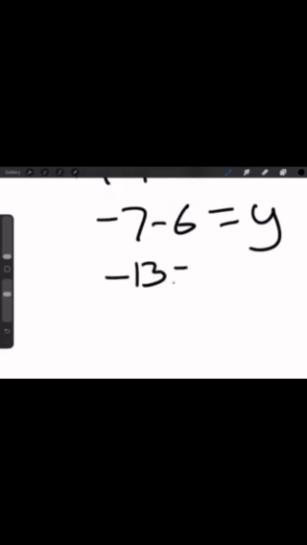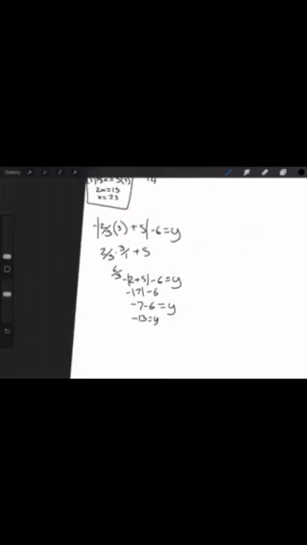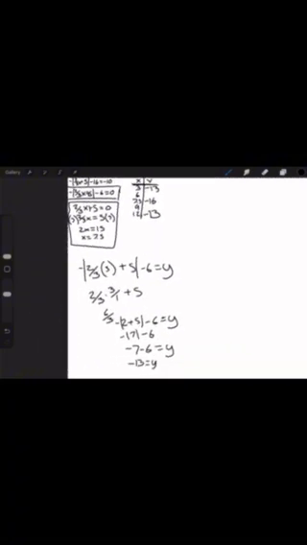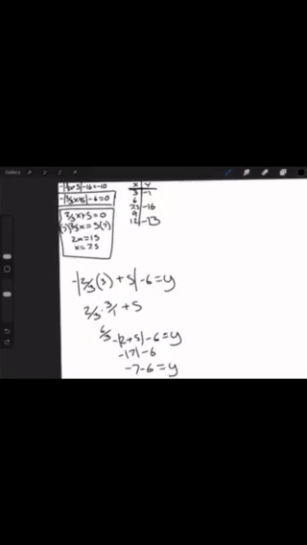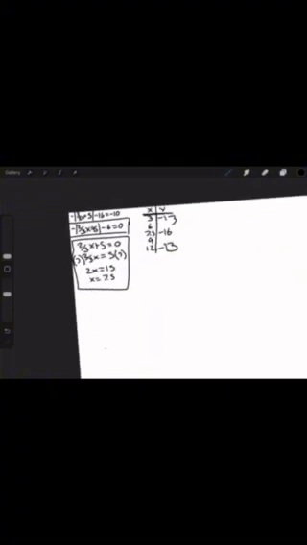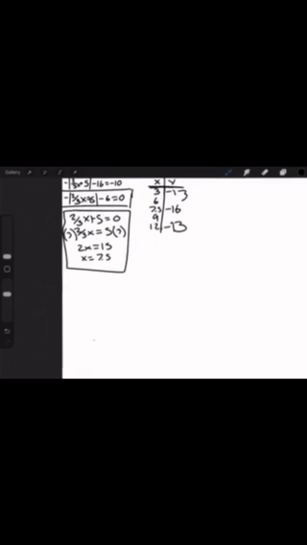Now we have to plug in one more. I should erase that again so we have room. Plug in one more, and it's going to be the 6 or the 9. We can do the 6 since it's smaller. So we're going to do 2/3 times 6 plus 5 minus 6 equals y. Okay.